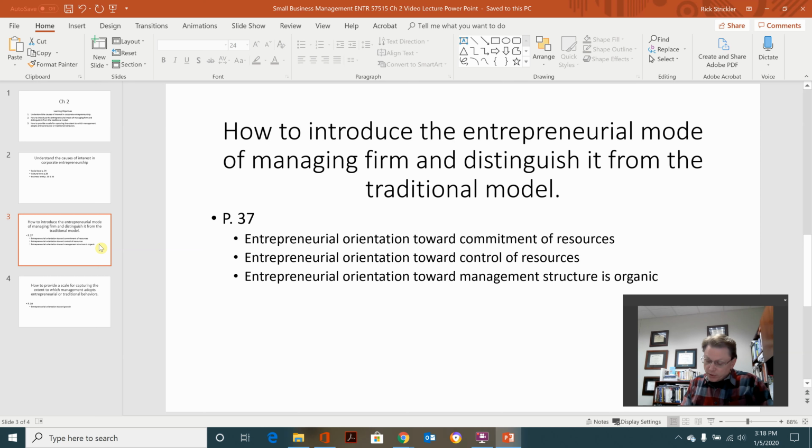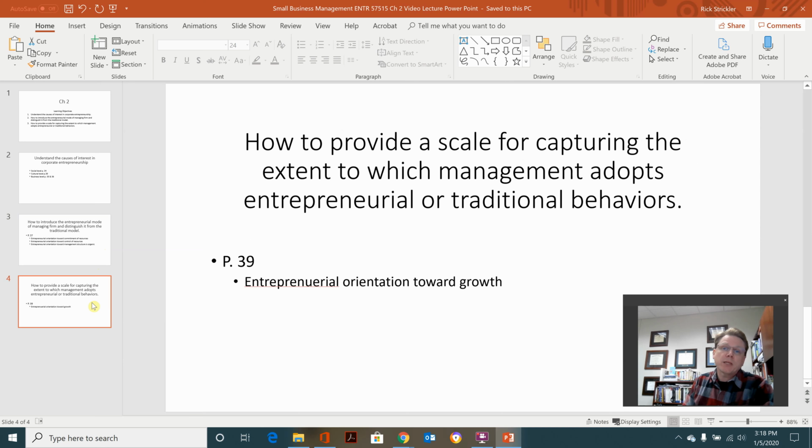Organic structure has fewer layers of bureaucracy between top management and the customer, and typically it has multiple informal communication channels, and that's what promotes the entrepreneurial style versus the traditional. How to provide scale for capturing the extent to which management adopts entrepreneurial or traditional behaviors is on page 39. And the scaling is a great desire to expand the size of the firm at a rapid pace. So once you get an idea, like again, going to the Post-it notes, he got the orders in from these other CEOs that were at the conference. Then they immediately started scaling up and creating an entire production for Post-it notes.